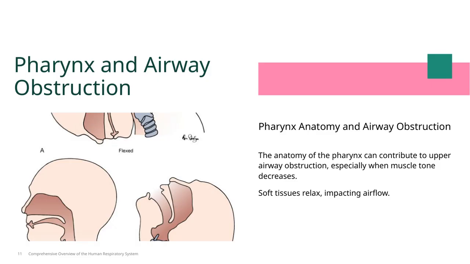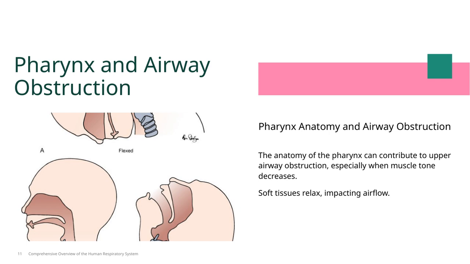Let's take a closer look at the anatomy of the pharynx and how it can contribute to upper airway obstruction. The pharynx plays a crucial role in our respiratory system, but its structure can sometimes pose challenges. When muscle tone decreases, such as during sleep or relaxation, the soft tissues within the pharynx tend to relax as well. This relaxation can lead to a narrowing of the airway, making it more difficult for air to flow freely. This is especially important because it highlights how changes in muscle tone and tissue relaxation can impact airflow. Essentially, the anatomy of the pharynx can either facilitate smooth breathing or contribute to obstructions that impair airflow.